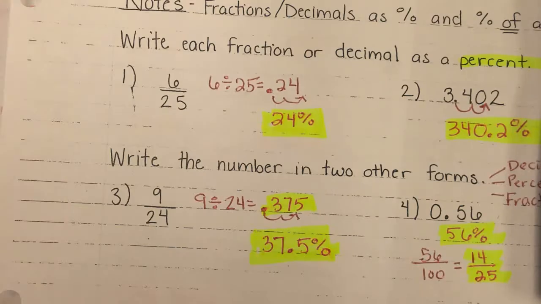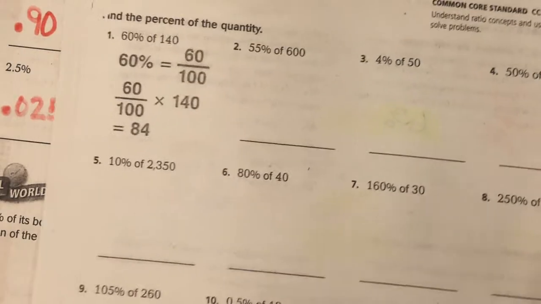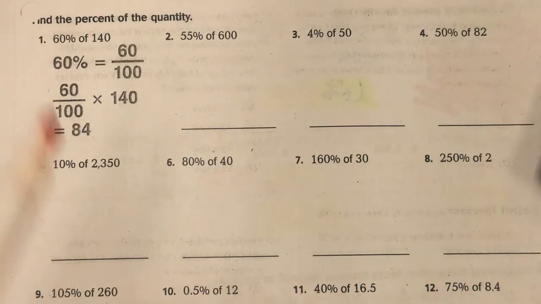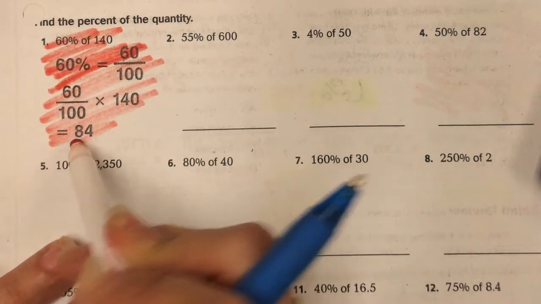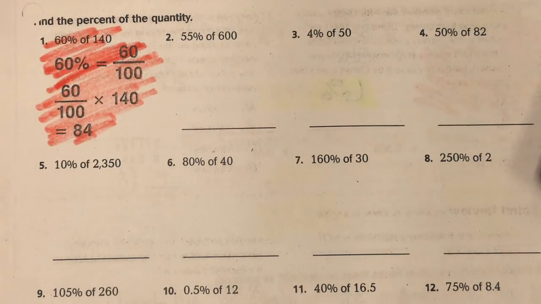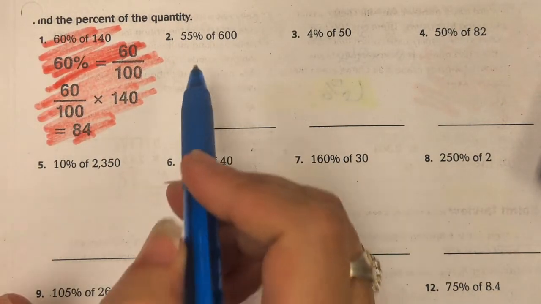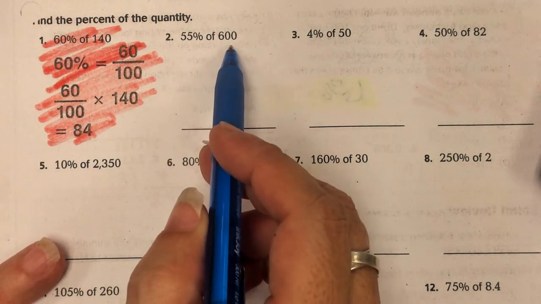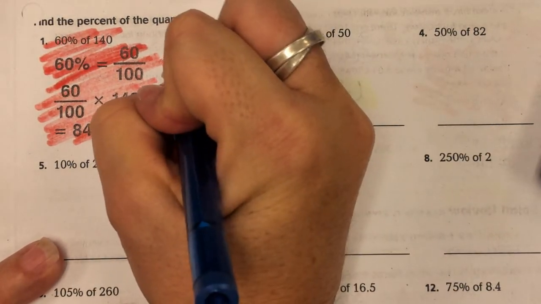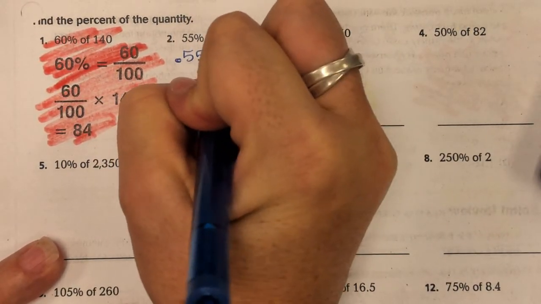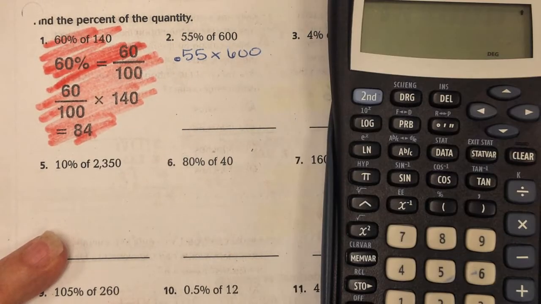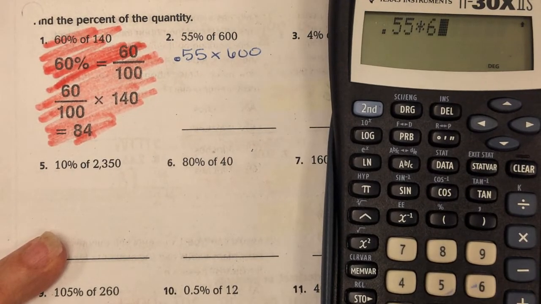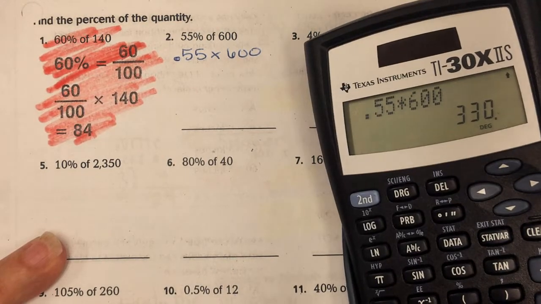On the back, please flip it over. And on the back, please, I do not love this example. If I was you, I would do the way we did it on our notes. Either do the calculator, 55% of 600, or do 0.55 times 600. But you have exact notes on how to do this. 330.